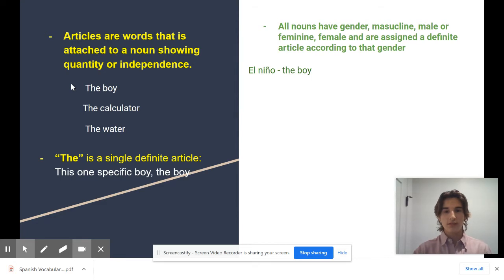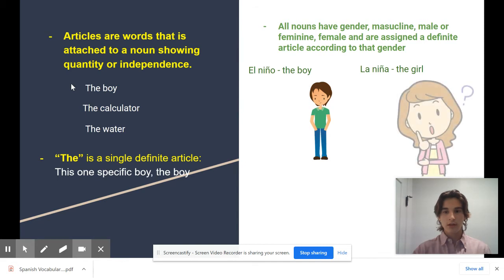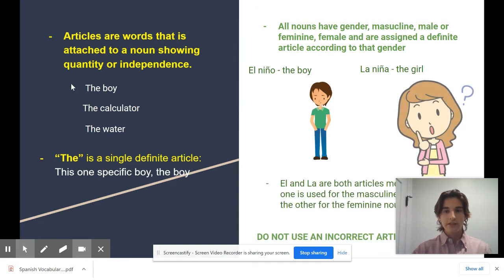El niño means the boy, and la niña means the girl. In both of these examples, el and la are both articles that mean "the", but they are spelled differently because niño is a masculine noun and niña is a feminine noun. We're not allowed to make exceptions to this rule. If I was to say "la niño", I would get a bunch of weird stares because "la niño" isn't a real thing in Spanish.